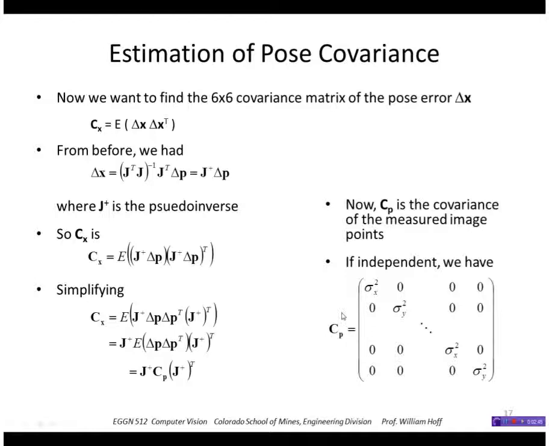If the uncertainty in measuring all the image points is independent, then that C_P is just a diagonal matrix where all these values are the same. And I guess I should have written that sigma sub x is equal to sigma sub y, if there's no difference in measuring the x dimension or the y dimension of the image point.